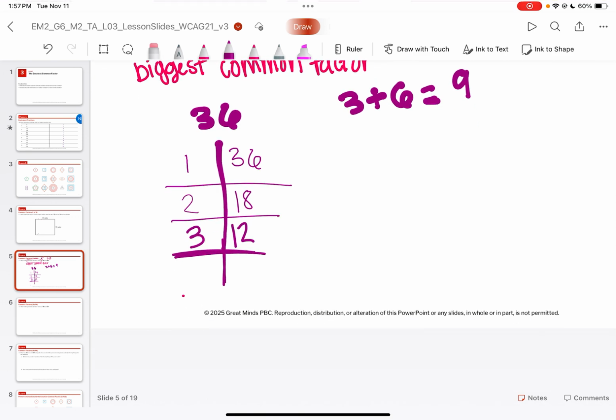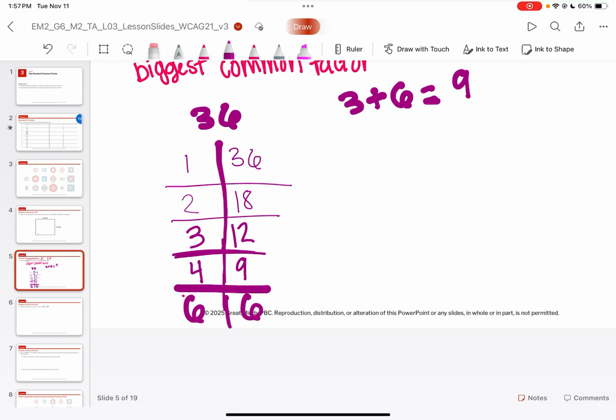What about 4? 9. Good. What about 5? No. What about 6? Yes, 6 times what? 6. Good. What about 7? No. What about 8? No. 8, 16, 24, 32, 40. Did I land on 36? Nope. What about 9? Yes. But what do you notice? We already did it. So we are good to go on 36.